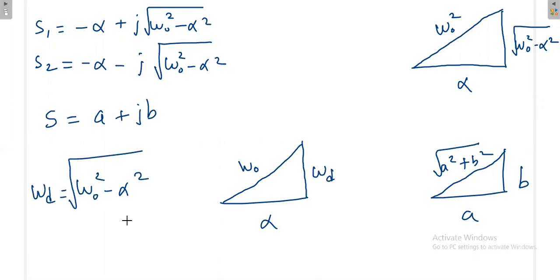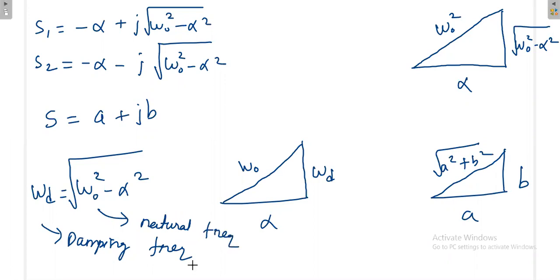Omega naught is the natural frequency of oscillation without any damping. If damping is there, then that frequency will reduce. So this is the square root of omega naught square minus alpha square, and omega d is called the damped frequency. Omega naught is called the natural frequency of oscillation, and omega d is called the damped frequency of oscillation.